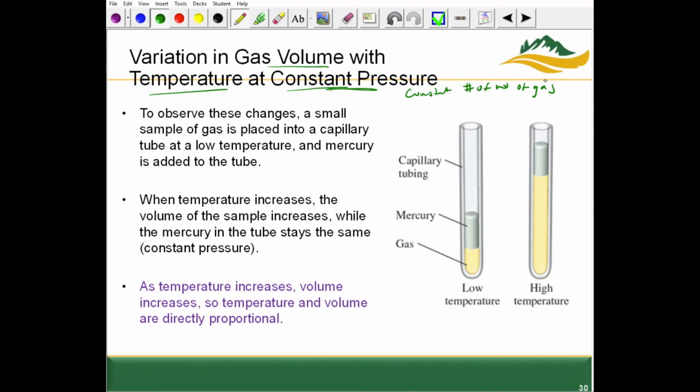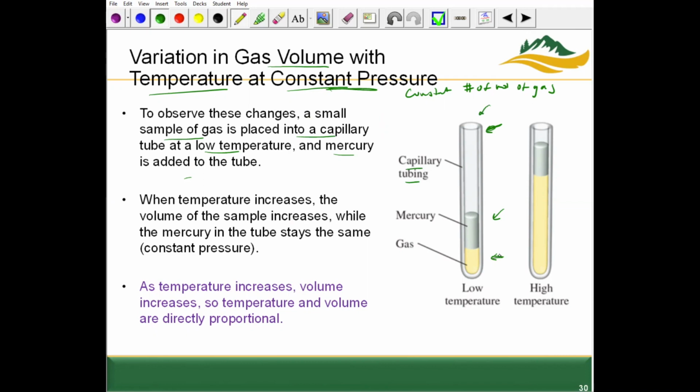So to observe these changes, a small sample of gas is placed into a capillary tube at a low temperature. Mercury is added to the tube. This very skinny tube here, this small tube, is called a capillary tube. You can use it to find the melting point of different solids. The benefit of it being so small is that you don't need that much sample.